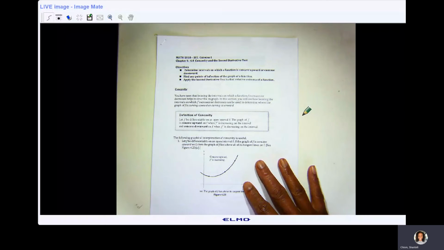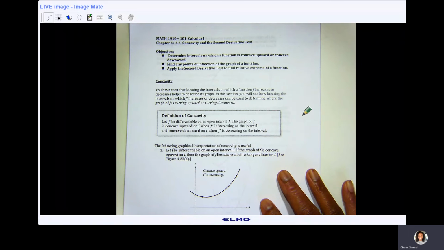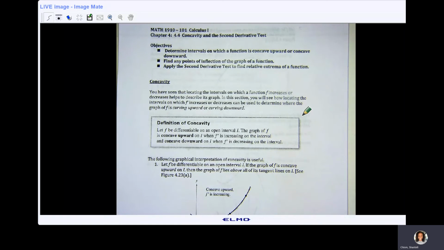Okay, so I am going to share my screen. We're going to talk about a few things and look at examples. All right. I'm going to zoom in here. So again, we're discussing concavity and the second derivative test in section 4.4.